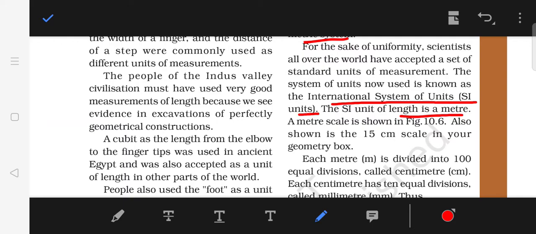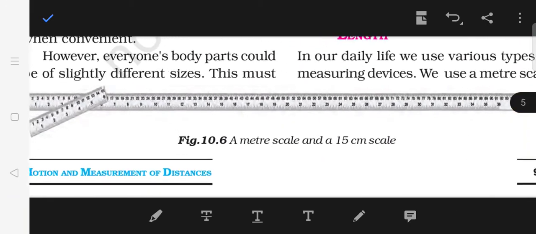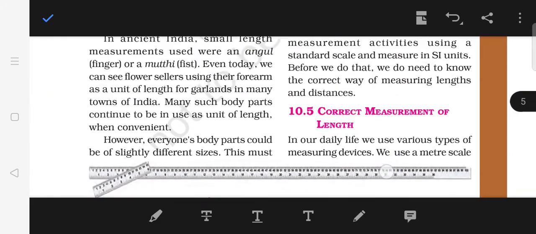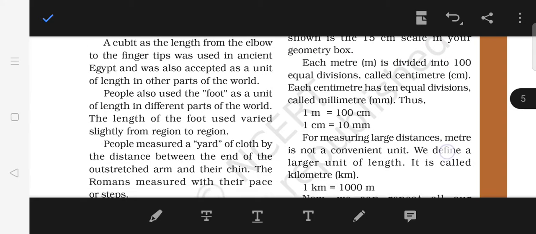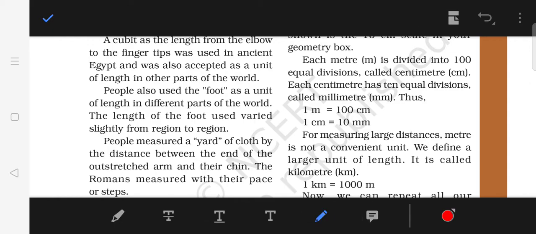Now also you can see that we have the scale of 15 centimeters with you. We also have long scales of 30 centimeters. So you are using these scales in mathematics. Each meter scale is divided into 100 equal divisions, which we call centimeters. So 1 meter equals 100 centimeters, and each centimeter has 10 equal divisions, which we call millimeters. So 1 centimeter equals 10 millimeters.